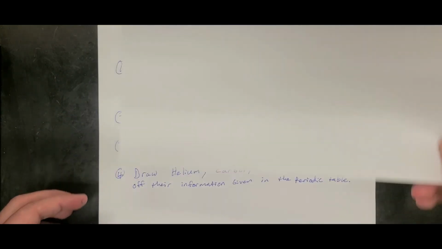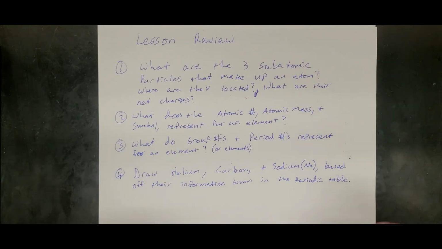So let's go ahead and do a quick lesson review, which I will end every video with. First thing is, what are the 3 subatomic particles that make up an atom? Where are they located? What are their net charges? What does the atomic number, the atomic mass, and the symbol represent for an element? What do group numbers and period numbers represent for an element or elements in that group or period?